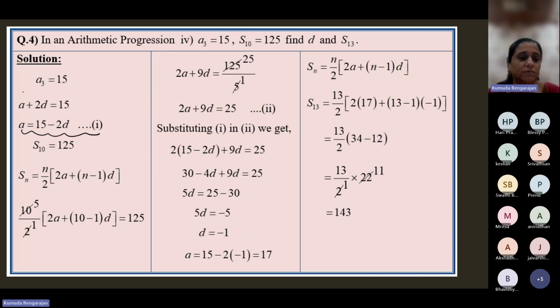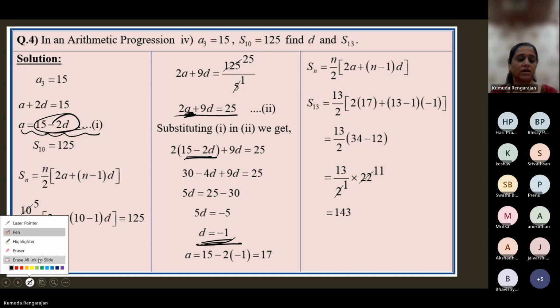So how does the substitution method work? So I've written a is equal to 15 minus 2d. So here in the second equation, in place of a, we use 15 minus 2d. We are just using the substitution method to solve and find the values of a and d. So work this and find the value of d. And substitute d in any one of the equations and find the value of a. And then find S13.